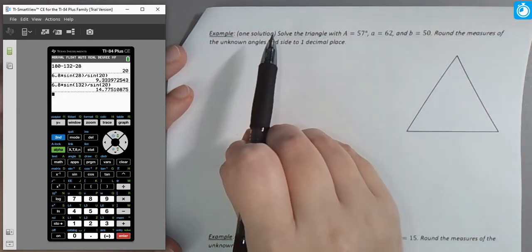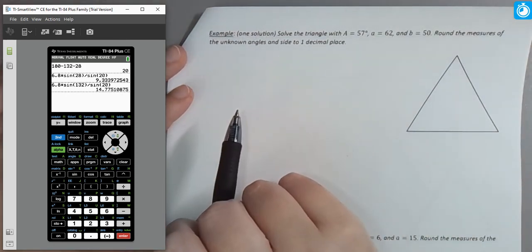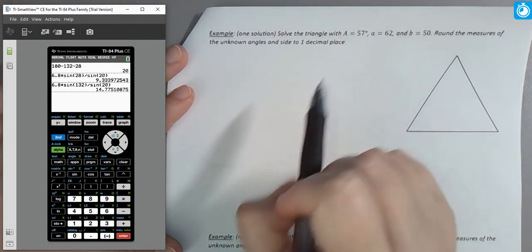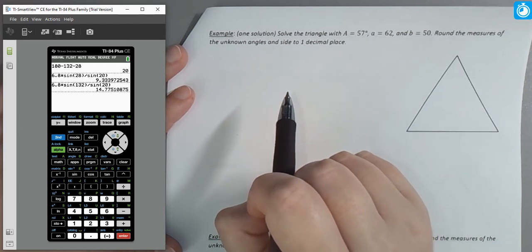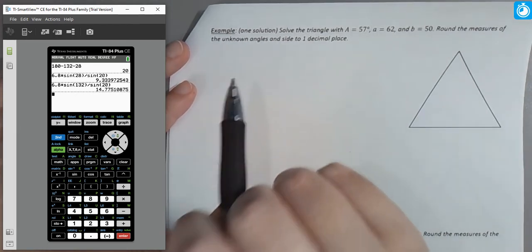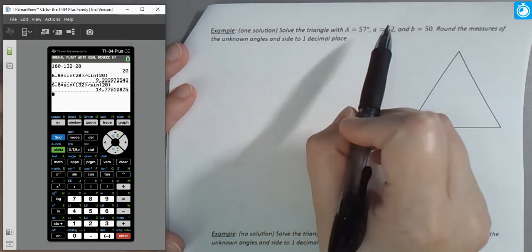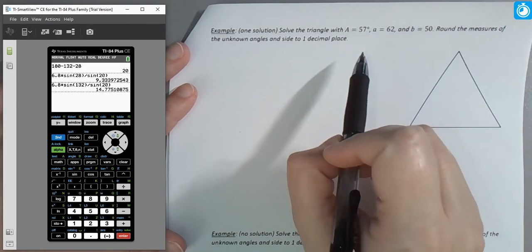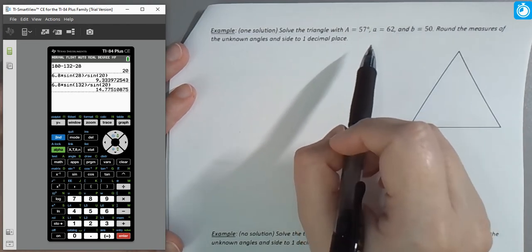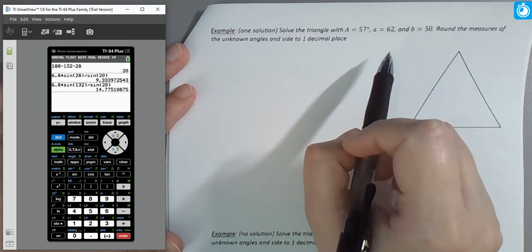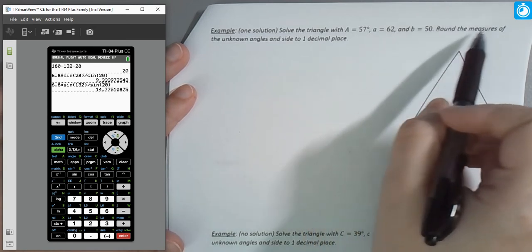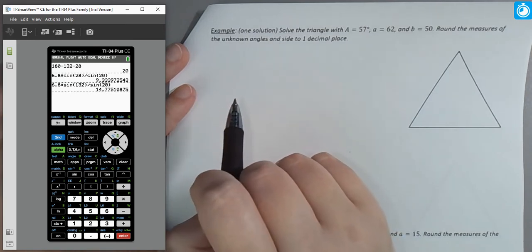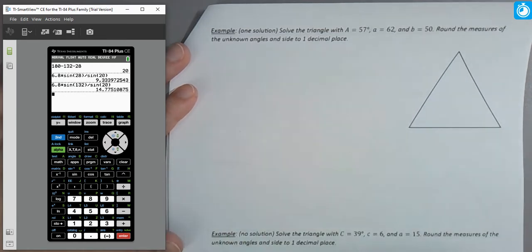So for our first example, this is going to be a one solution situation. In other words, we can draw a triangle with these measurements and only one such triangle exists. So all the unknowns we find, there's only one combination of unknown values that would actually make the other values that we have fit together. So we were given that angle A is 57 degrees, its opposite side is 62 units, and then side B is 50 units. And we want to round the measures of the angles, we're going to have to round those too, and the unknown side to 1 decimal place.